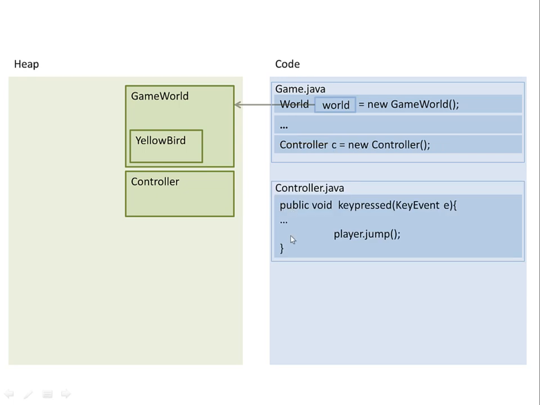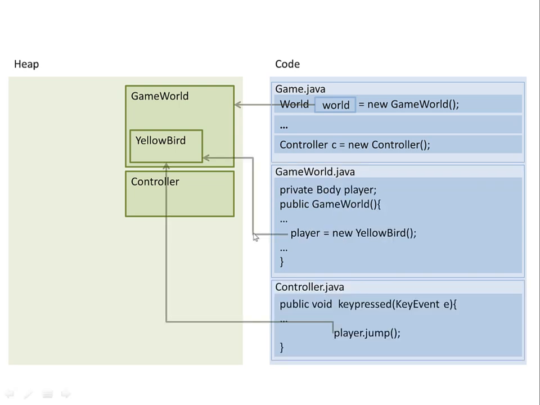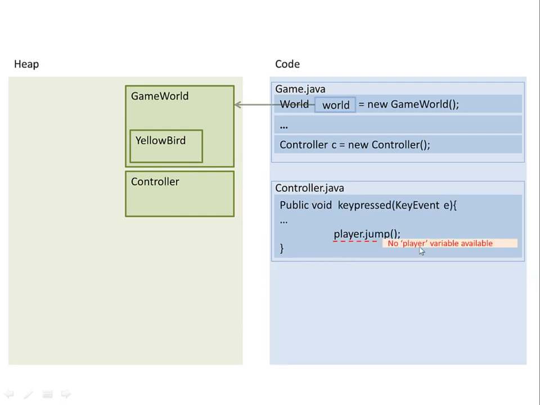Now, within our controller, we'd like to do something like this. Jump our player if a certain key was pressed. And when we do this, we envision that player should refer to this yellow bird, the same yellow bird that we created in the world. Yep? As it is though, it doesn't work because we have no player variable or field in our controller. Right now that only exists in the game world.